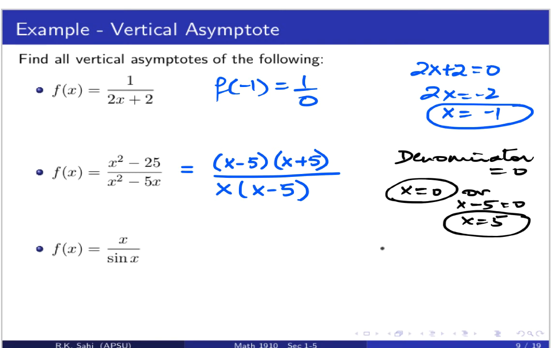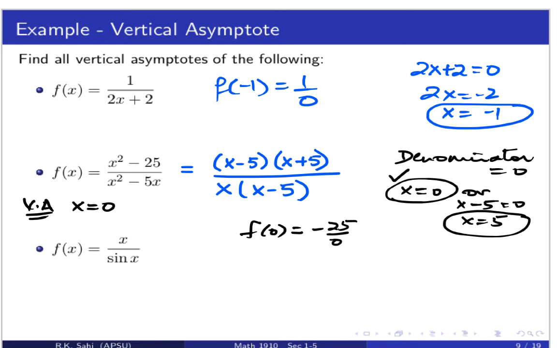But remember, if it has to be a vertical asymptote, what does that mean? You plug in these values in the original function. So you look at f of 0. What's f of 0? It is minus 25 over 0. Yes, that means this is a vertical asymptote. So the vertical asymptote definitely is happening at x equals 0.